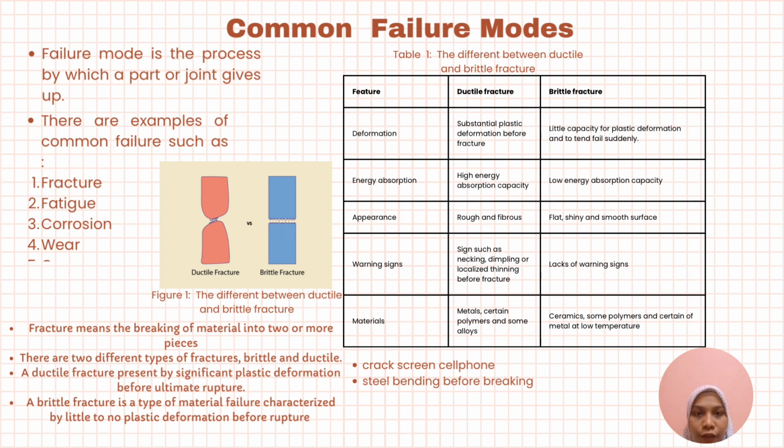And for example, in real life, a fracture is like a cracked cell phone screen, or something still bending before breaking. And we can see the difference from figure 1, how ductile fracture and brittle fracture look. And from table 1, we can tell that energy absorption for ductile is higher than brittle. And for appearance, ductile looks more rough and fibrous, while brittle is flat and shiny. For materials, ductile is usually metal, certain polymers, and some alloys. However, brittle usually involves ceramic, some polymers, and certain metals at low temperature.